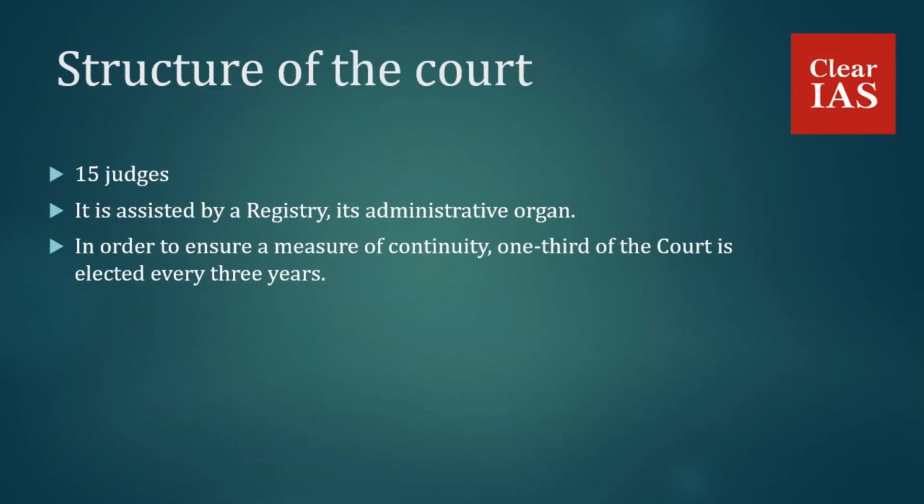The court is composed of 15 judges who are elected for a term of office of 9 years by the United Nations General Assembly and the United Nations Security Council. It is assisted by a registry, its administrative organ, and its official languages are English and French. And it has two primary functions. One is to settle legal disputes submitted by the states in accordance with established international laws, and the other function is to act as an advisory body on issues submitted to it by authorized international organizations.